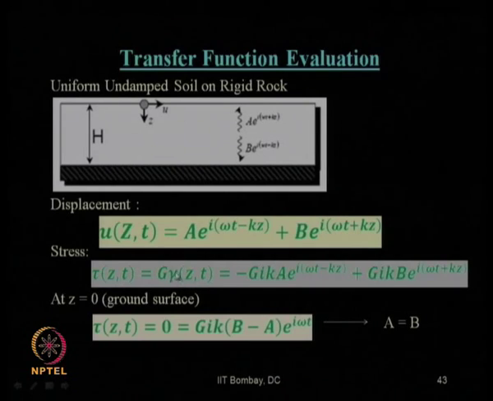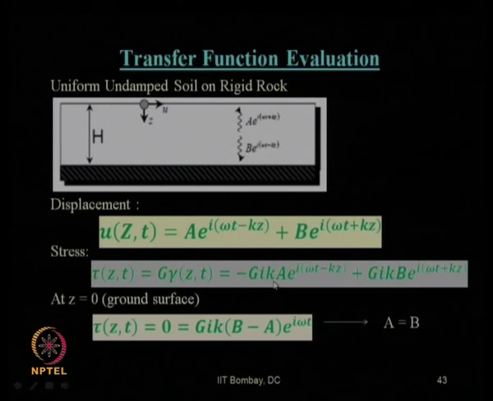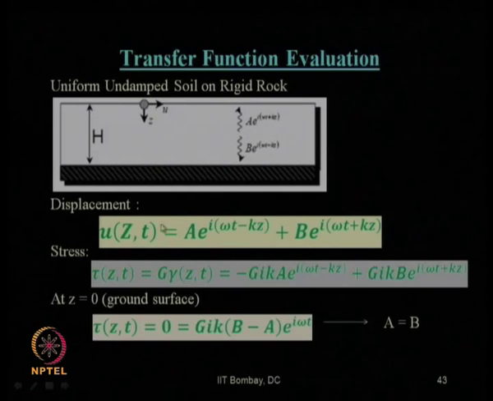How we can obtain the shear strain? We can get it from the displacement function, right? Okay? So, that we are obtaining by differentiating it with respect to z. If you differentiate the displacement with respect to z, what comes out from here? You differentiate. So, minus k will come out with a i, okay. Here plus k will come out with an i.